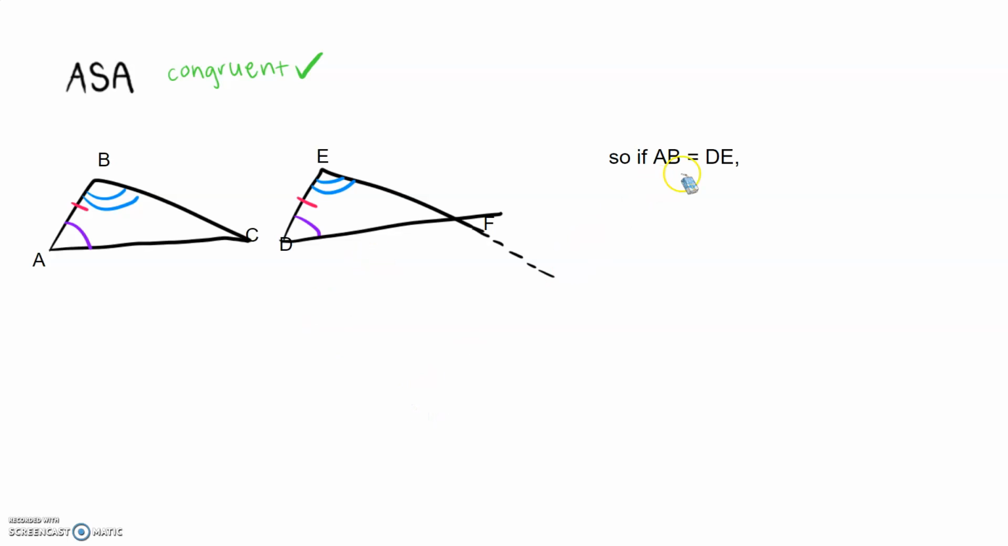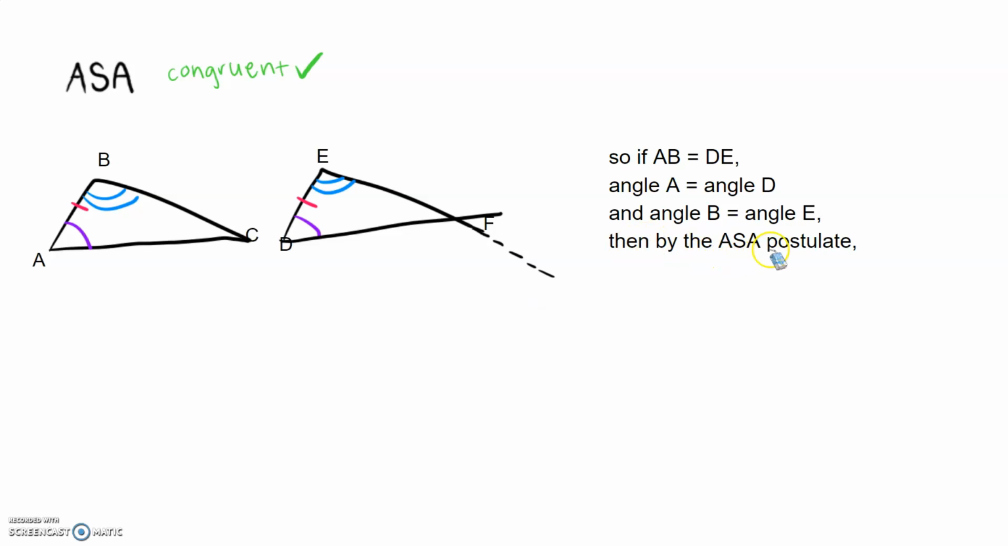An example for this is if AB equals DE, and angle A equals angle D, and angle B equals angle E, then by the angle side angle postulate, triangle ABC is congruent to triangle DEF.